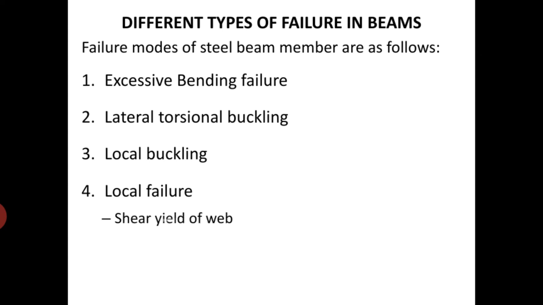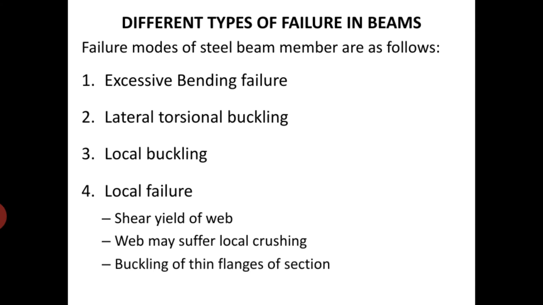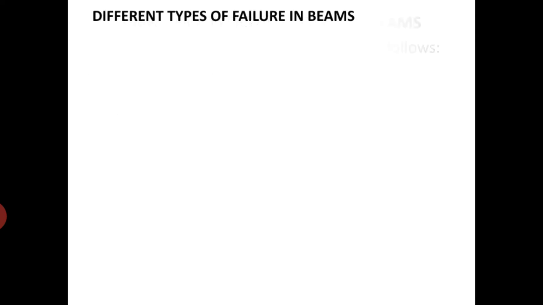Again, the local failure means it could fail by shear yielding of a web, or the web may suffer local crushing, or it could fail by buckling of thin flanges of sections. So these are some of the failure modes of beams.